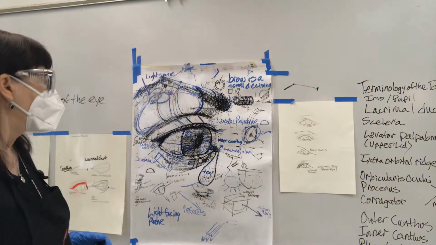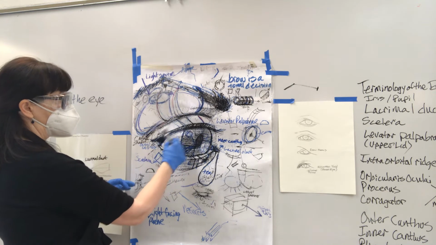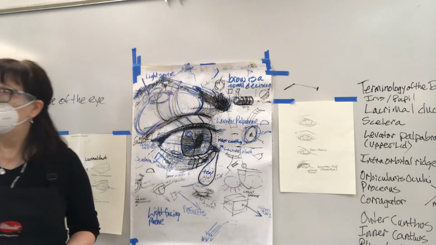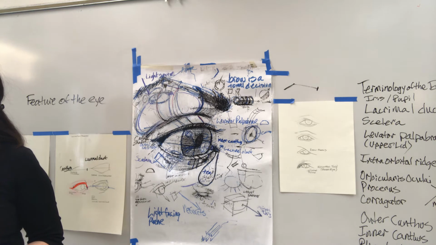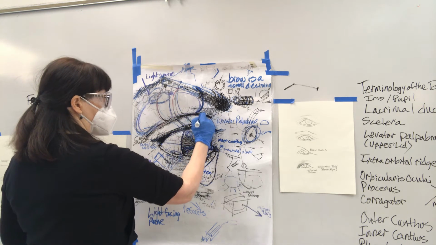So next we have this levator palpebrae, which is the upper lid. The important thing to remember for value is it is a 3-part plane change. So the center portion of this plane is right here.